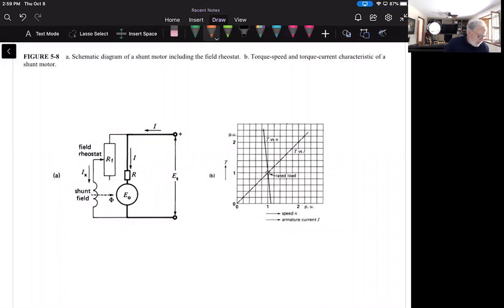Okay, so Wilde begins this section. He says, according to equation 5.7. So let's make sure that we know what equation 5.7 is. We went to a lot of work and you suffered through a lot of videos to get to the point where we were able to develop this equation 5.7 that says that the speed is equal to 60 times E sub S divided by Z times the field pole flux.